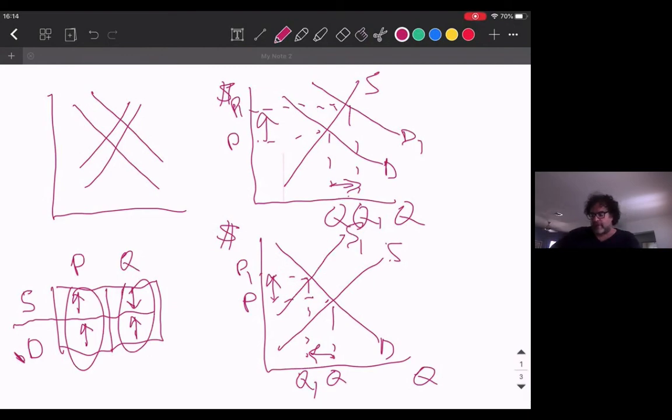Okay? So to me, it's much easier when you get double shifts to do them individually and set up a little thing like this, rather than try to sketch it out because your graphs become a mess.